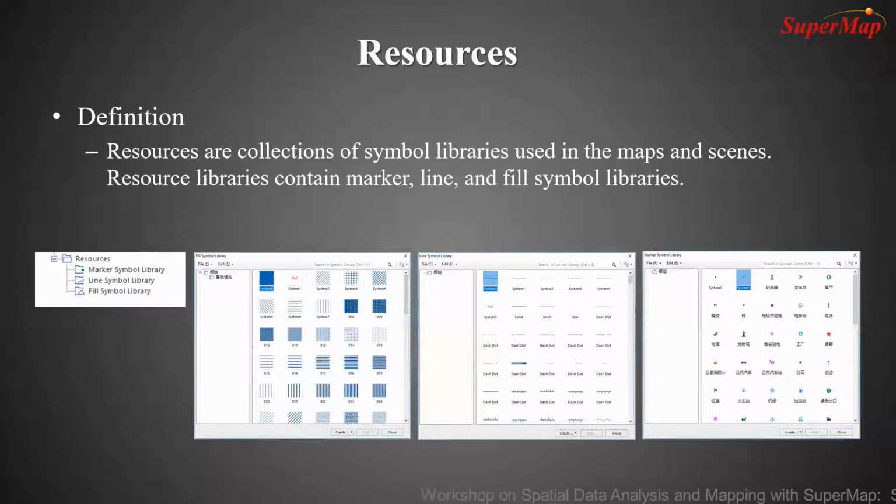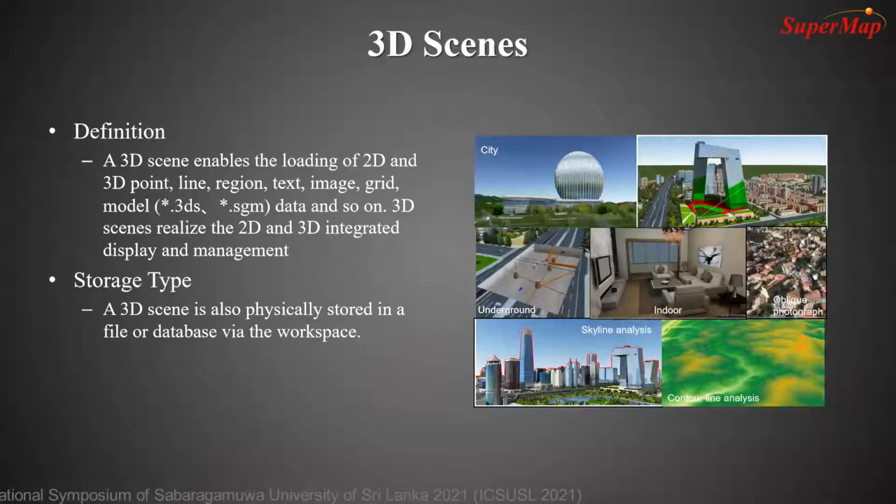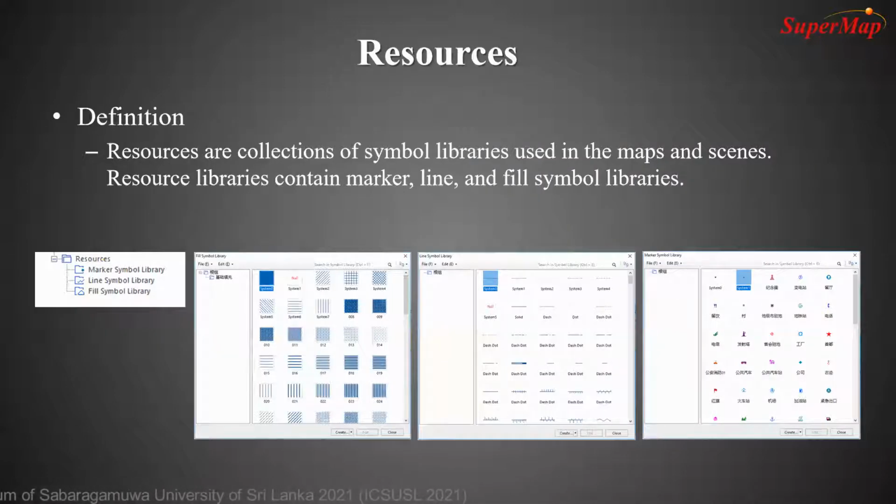And next is the resources. The resources are a collection of symbol libraries used in the maps and scenes. The resource libraries contain marker, line, and fill symbol libraries. Inside of the resources, we can find the marker symbol library, line symbol library, and fill symbol library. And when a data set is rendered with some style in a map, those styles are provided by the resources.